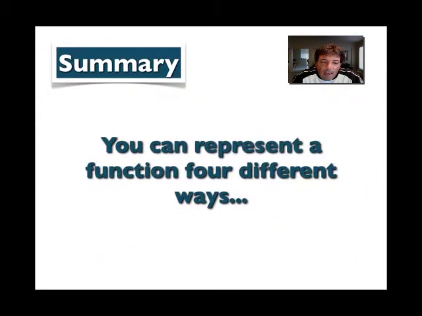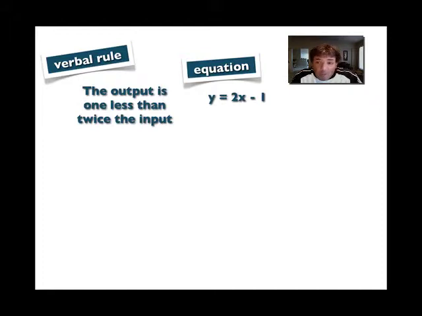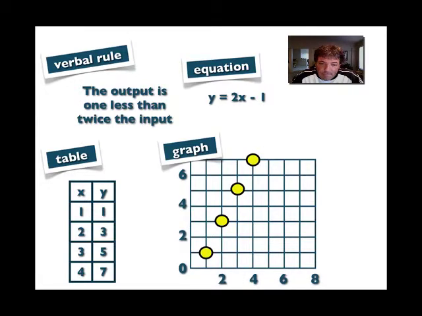Okay. Now here's a summary of the 4 things we've done over the last few sections. Okay, we know we can represent a function by the words. So in this case, the output, that's y, equals 1 less than twice the input, that's 2x minus 1. The equation, or the rule, is y equals 2x minus 1. We can take that, substitute numbers in for x, and make a table. And then finally, we can take the ordered pairs from the table, and represent the function as a graph. So 4 different ways to represent a function.